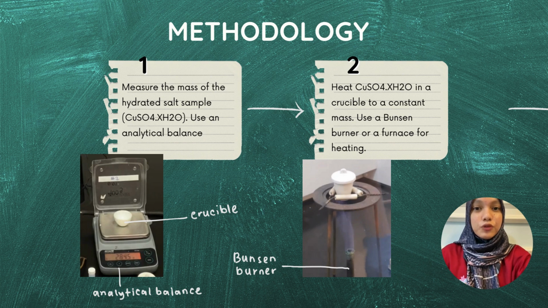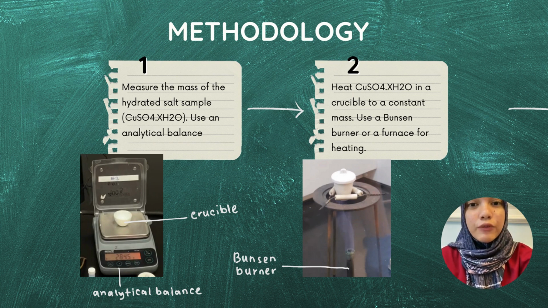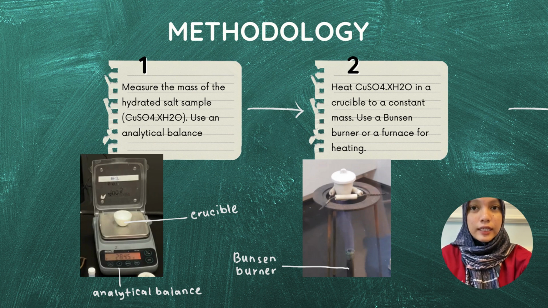Next, let's move to the methodology of gravimetric method. The first one is we have to measure the mass of the hydrated salt sample. Here we use copper sulfate hydrate as the hydrated salt. To measure the mass of the hydrated salt sample, we have to use an analytical balance for accurate measurement. And then heat the hydrated salt sample in a crucible to a constant mass.